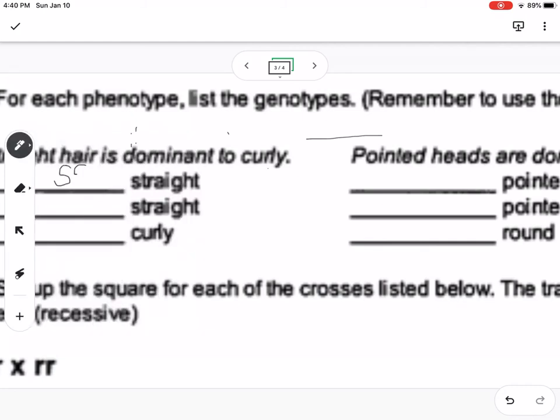Capital S, capital S. I draw my lowercase s cursive to not get confused. Capital S, lowercase s is also straight because straight is dominant. Then curly would be the lowercase s. And you can write down those answers because this is all practice. It's only formative points. I just want everyone to learn it.